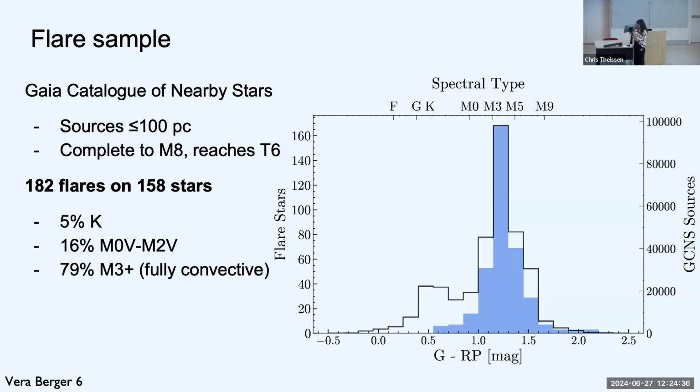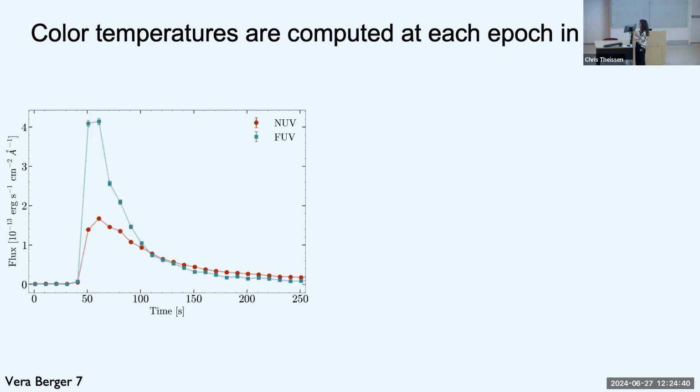And I'll show you one of the most luminous flares in our sample. This is at a 10-second cadence. It's a very quick flare, and it's very far UV bright. As you can see, that's the blue light curve. And we can look at the relative amounts of emission in each filter to construct a color temperature. At flare peak, the far UV here is 2.5 times as bright as the near UV.